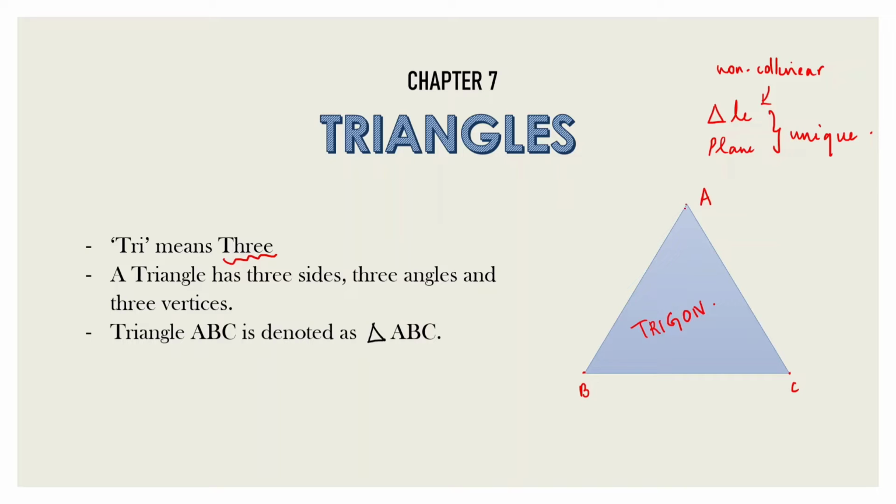This figure has 3 sides, AB, AC and BC. It also has 3 angles, angle A, angle B and angle C. And it also has 3 vertices, A, B and C. And we could say that this figure ABC is a triangle. Triangle ABC is denoted as a small triangle with the name.